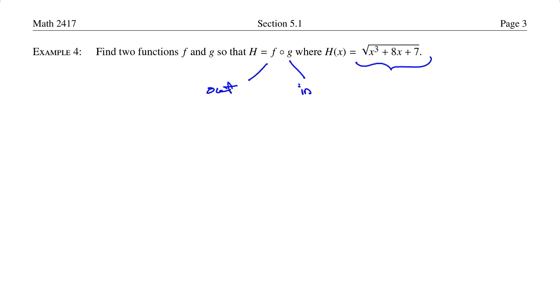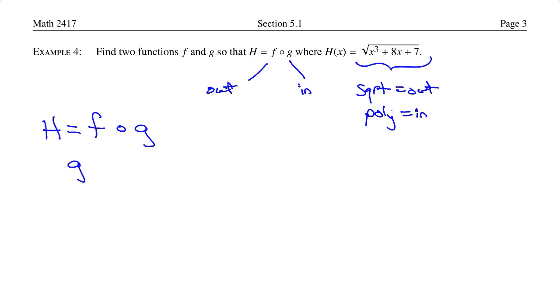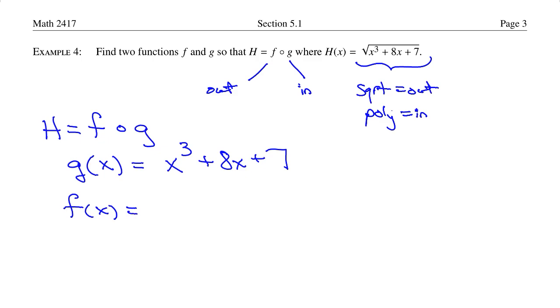Well, if you look at the function that we're trying to represent as a composition, I think you can clearly see that there's an outer square root and an inner polynomial. And the polynomial is sort of the inside function here. So what we can do is we can say that h is equal to f composed with g, where g of x is the inside function, which would be x cubed plus 8x plus 7, and f of x is equal to the square root function.